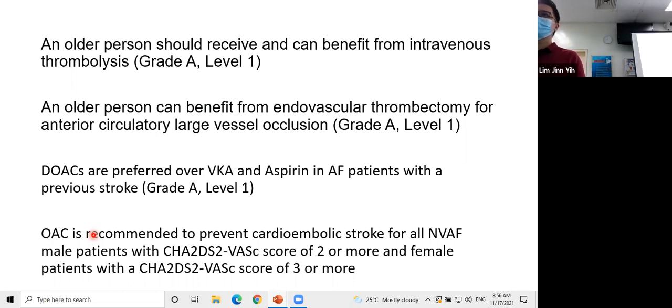Any role for aspirin for prevention? You check the AF patient, right? AF patient indeed. Any role to start aspirin as prevention? Because here we put oral anticoagulant.